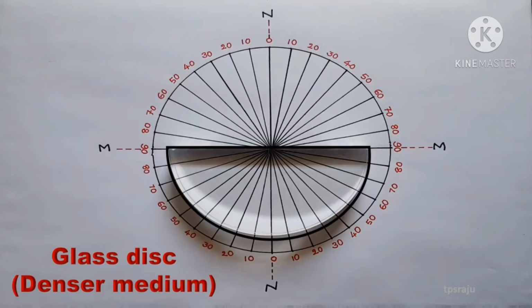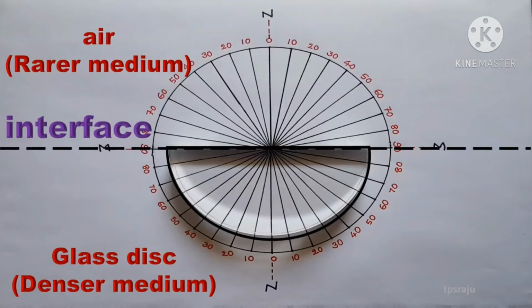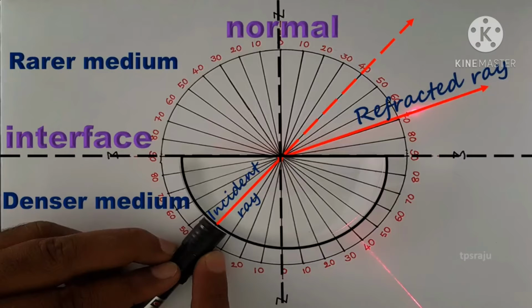Here glass disc is denser medium and air is rarer medium. The line mm is interface of the two media. The line nn is normal. Then we send a laser light through glass disc. It bends away from the normal. Why? Because it travels denser medium to rarer medium, and at the same time some part of the light is reflected into the glass disc.